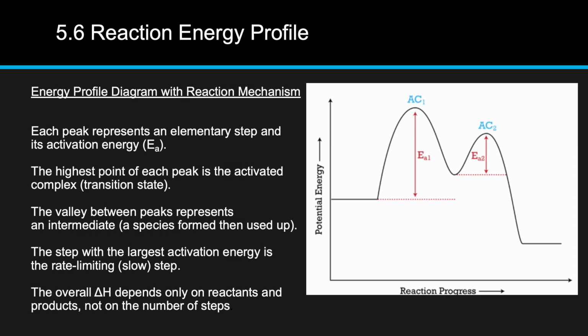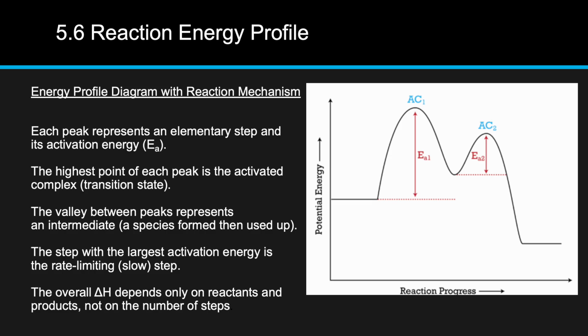An energy profile diagram can represent a reaction mechanism by showing the energy changes for each elementary step. So each peak on the graph is going to represent one step, and the highest point of each peak is known as the activated complex. The valley in between the peaks is going to represent our intermediate, which is formed in one step and used up in a later step. And the step with the largest activation energy is going to be our rate determining step, or the slower step.